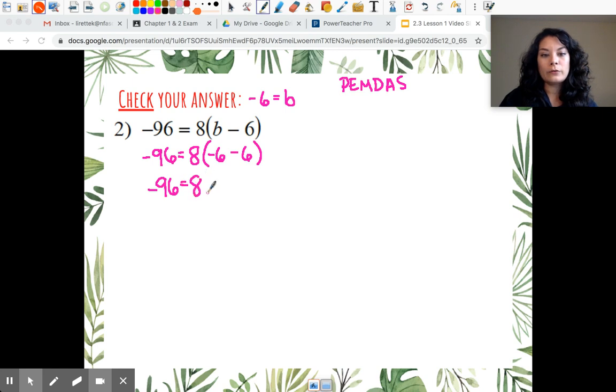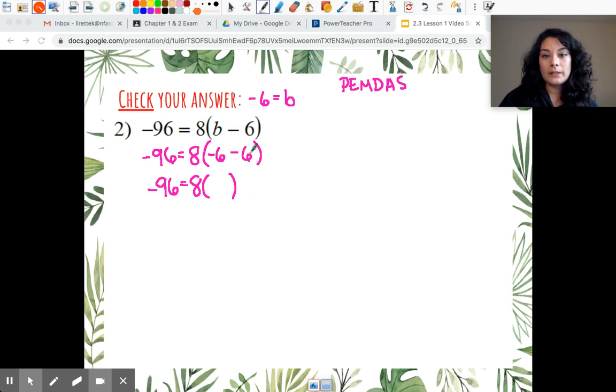The 8 comes down for the ride. Now it's important that if you see a number touching a set of parentheses, when I do what's in this parentheses, I'm not dropping the parentheses. I still want to show that this 8 is going to get multiplied with whatever is in here.